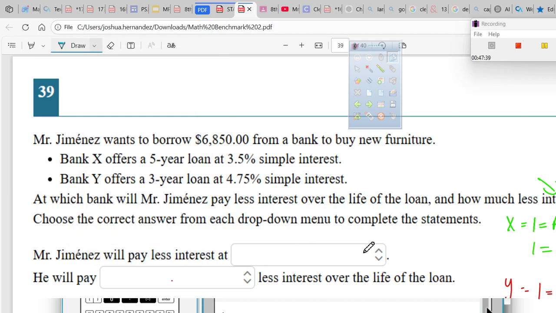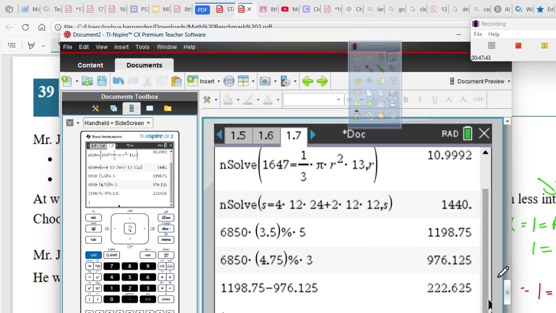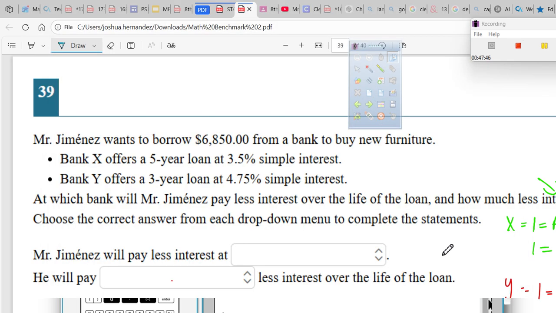Go to here. 65.625. This is the interest in one of them, X. This is the interest in the second one. This is the difference in interest. He will pay this much. He will pay this much. He will pay. I have no idea what goes here.